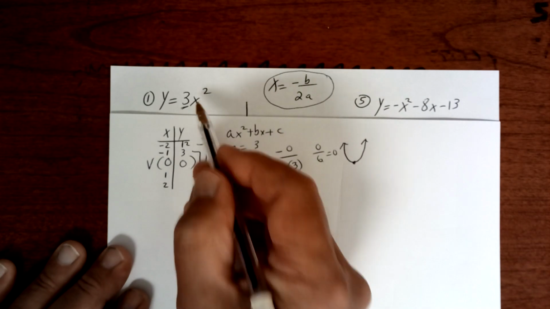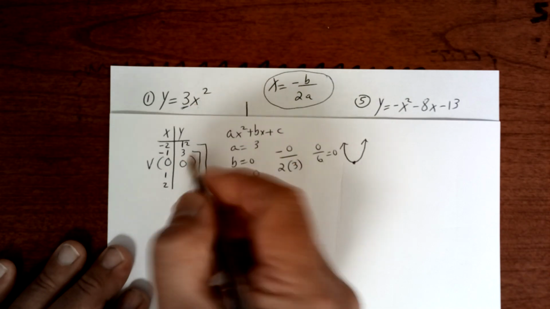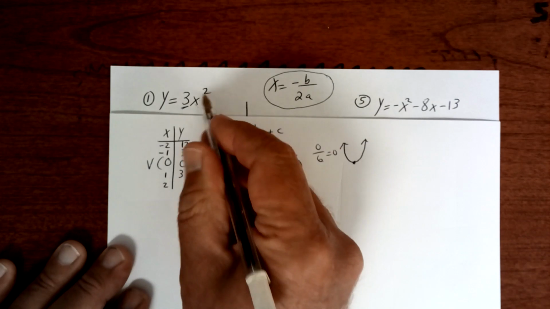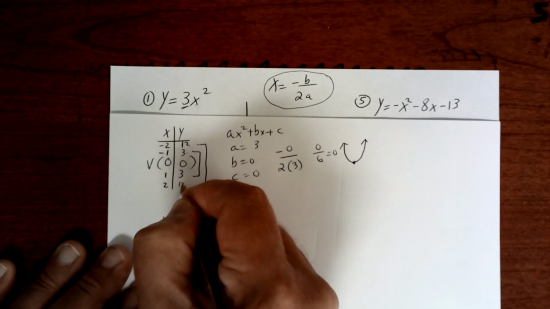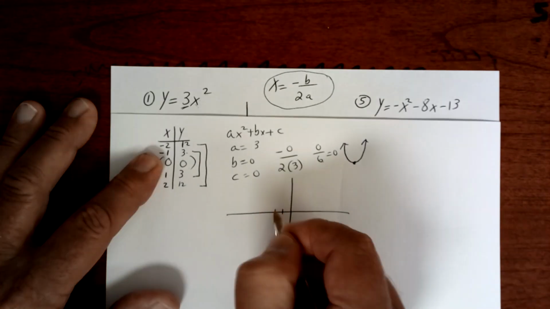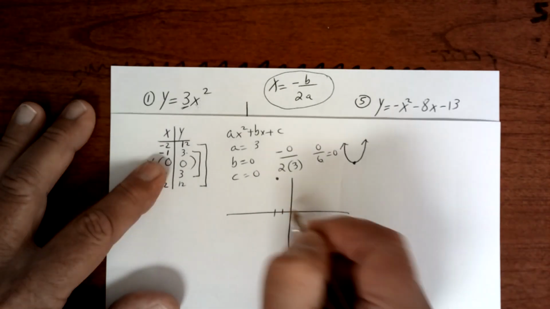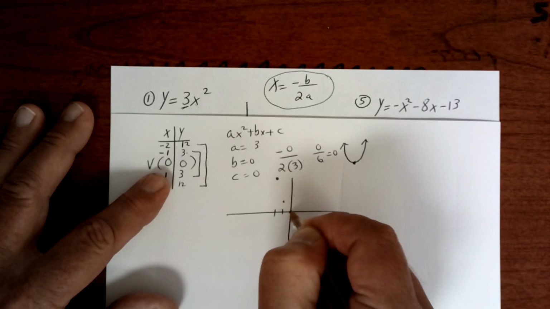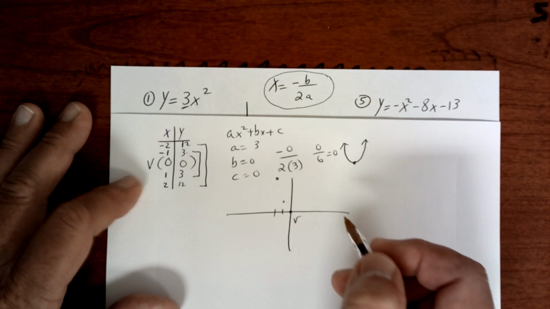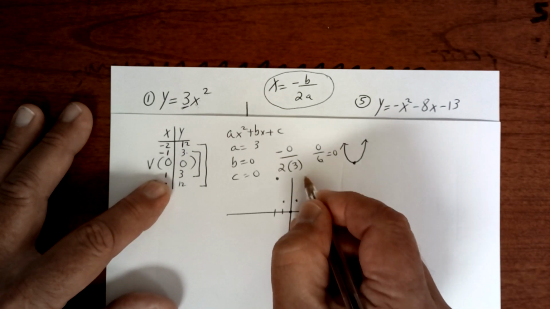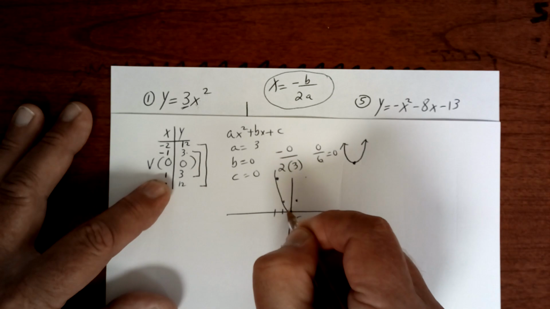So 1 times 1 is 1, 1 times 3 is 3. See how it's the same? 2 times 2 is 4, 4 times 3 is 12. So now you graph it. So you go over 2, up 12, over 1, up 3, over 0, up 0. That's your vertex. Over 1, up 3, and then over 2, up 12. So your vertex, or your parabola, looks like that.